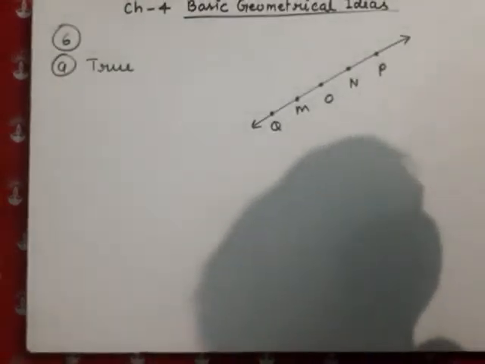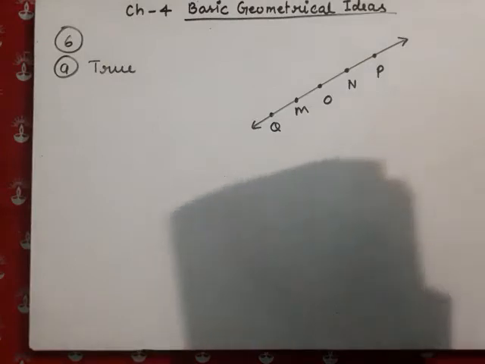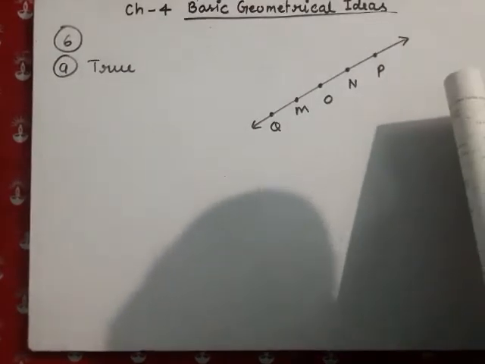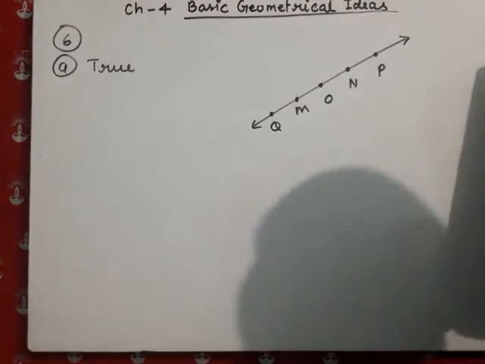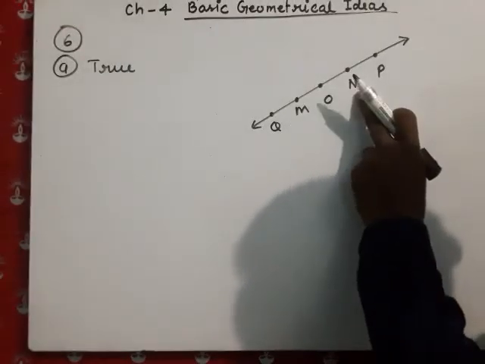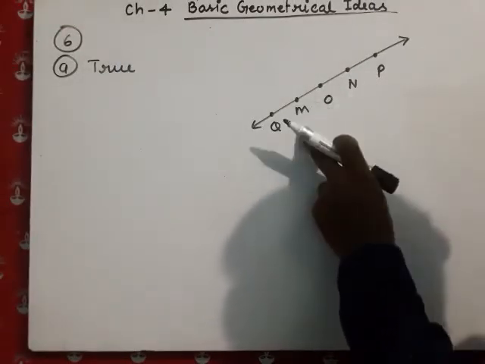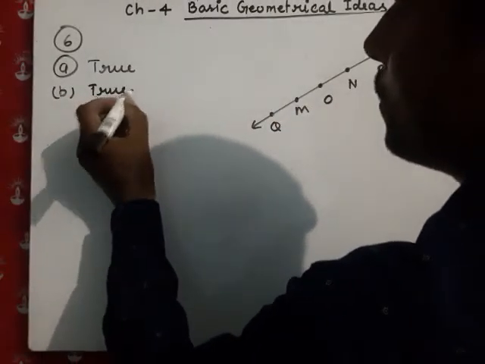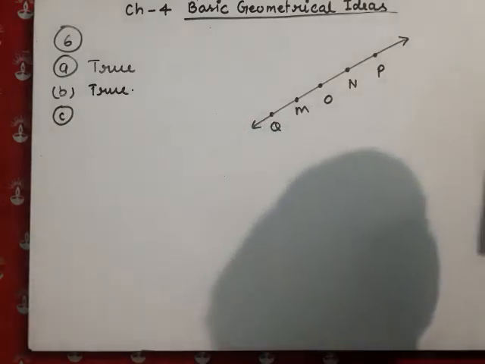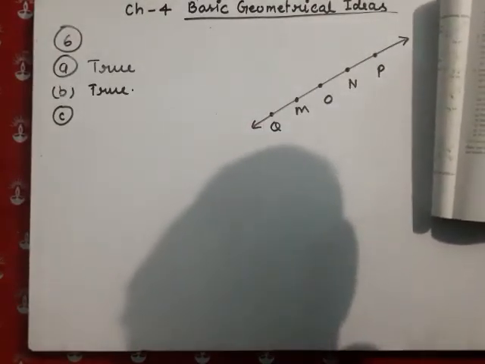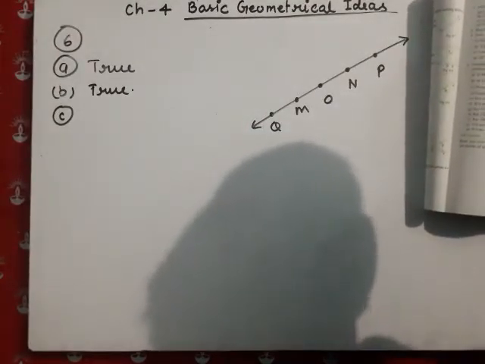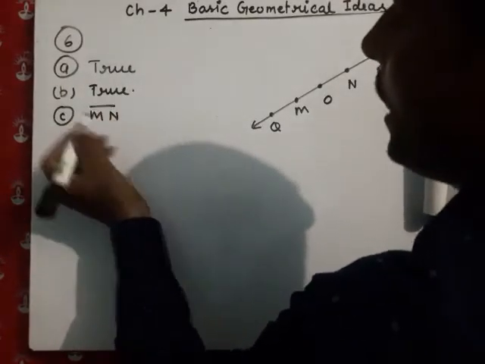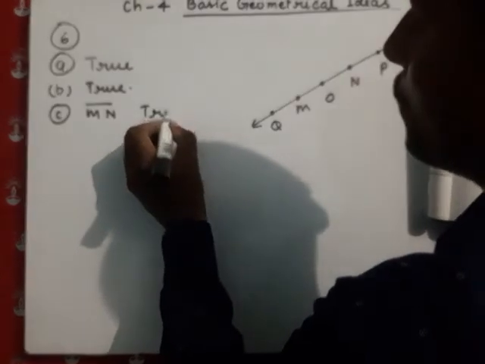Now the B part says that M, O and N are points on line segment MN. So yes, it is also true. Now going to part C. Part C says that M and N are endpoints of line segment MN. As line segment MN is given, these are the endpoints. So it is also true.